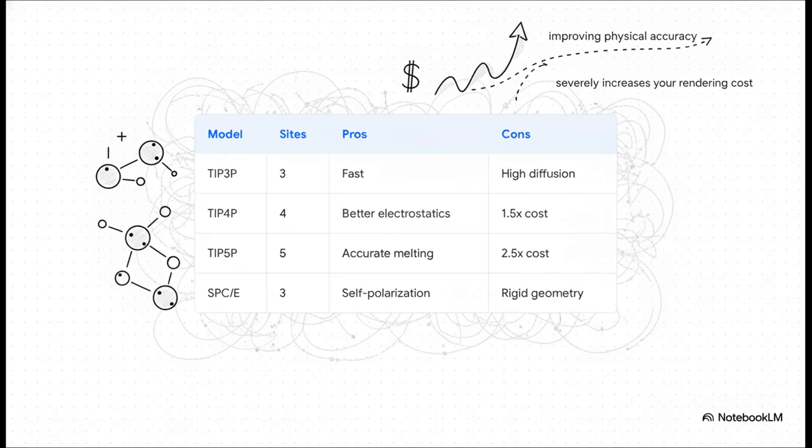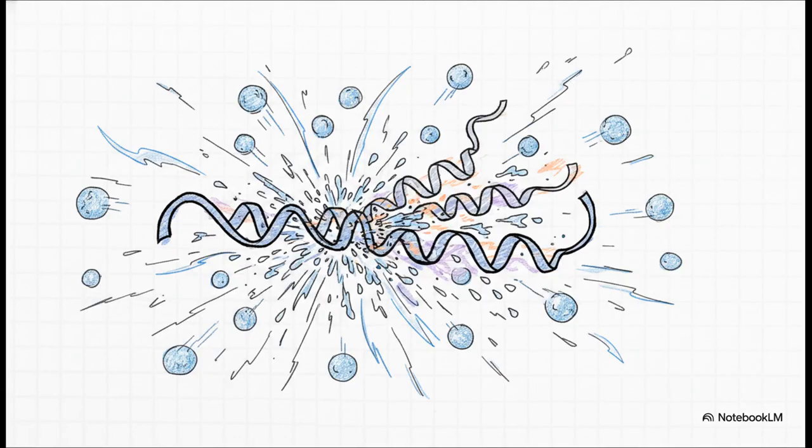TIP5P goes even further, adding sites for lone electron pairs. It gives you highly accurate melting times, but boom, it costs 2.5 times more to run. The more accurate the extra, the higher your rendering bill. And if you cast the wrong extra, it literally ruins your scene.